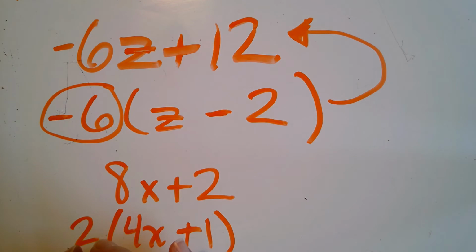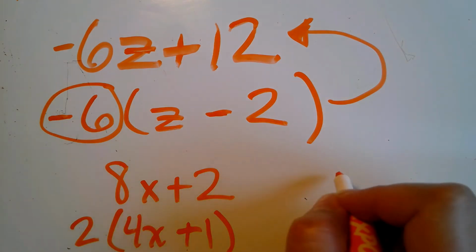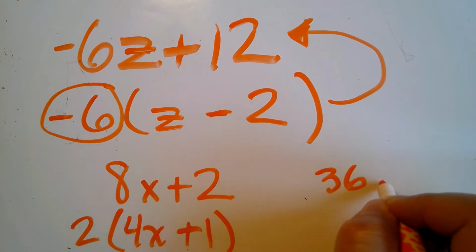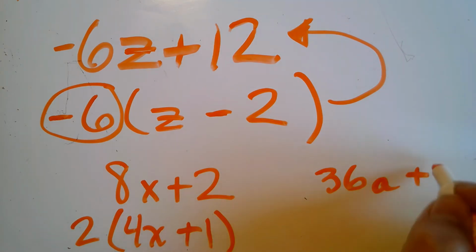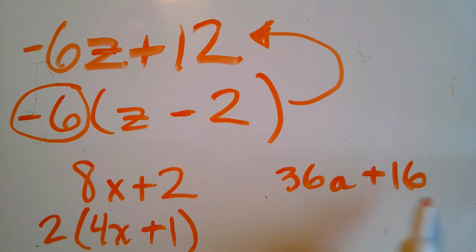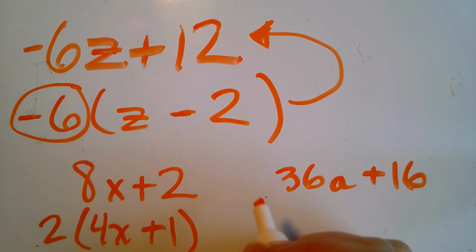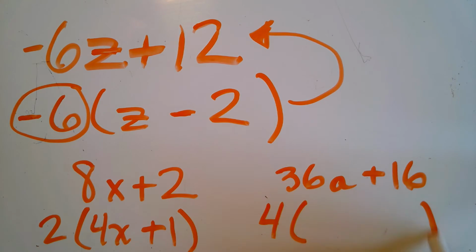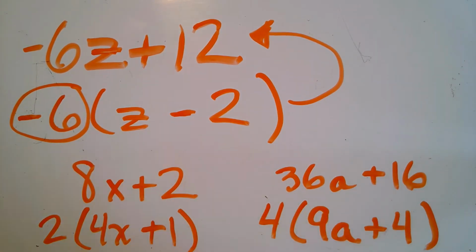All right, so let's take a look at 36a plus 16. Greatest common factor of these two. What do you think it is? Yeah, you got it. It's 4. So pull out that 4. 4 times what would be 36a? It would be 9a. And 4 times what would be 16? It would be a positive 4. So you just factored out the coefficient, okay?